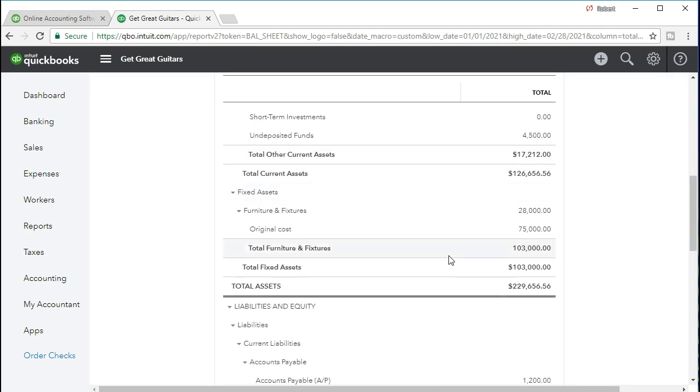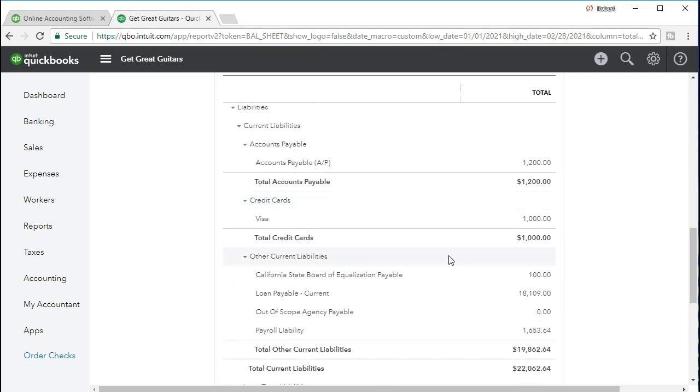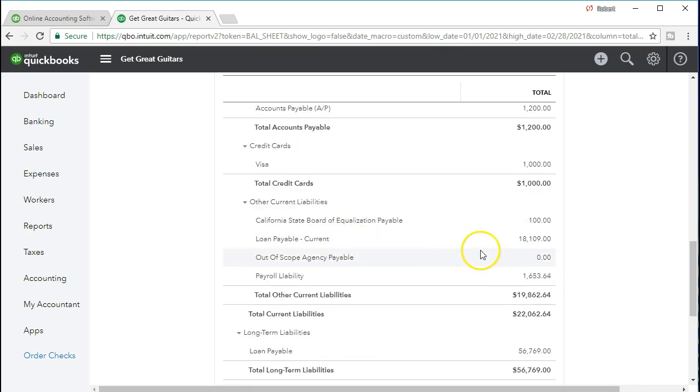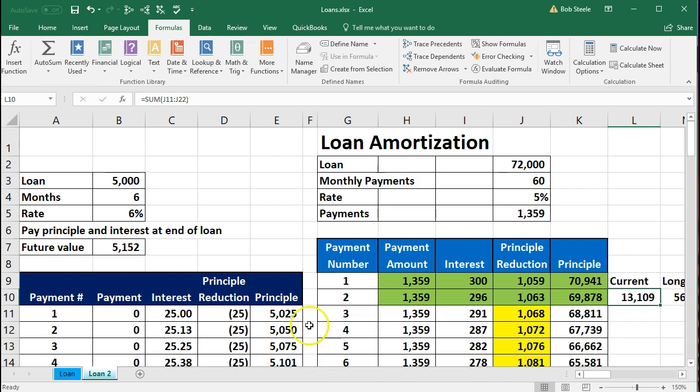Then we're going to scroll down. We're looking at the liabilities section down here. Here's the current portion. Here's the long-term portion. So note we have two loans in our case grouped together, but we still have to break them out between short-term and long-term, and we're going to have to back that up in some way. We're backing that up with our schedules over here.